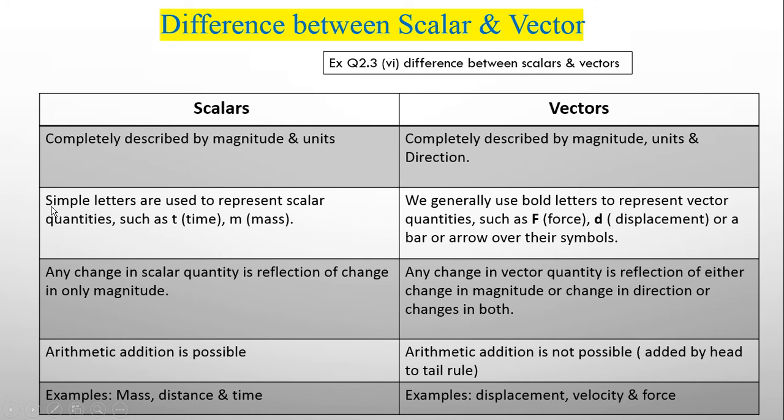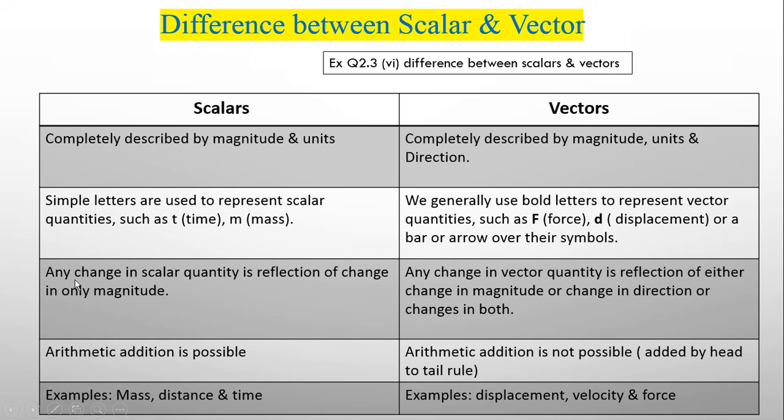Second point: simple letters are used to represent scalar quantities, such as simple T stands for time and M stands for mass. For vectors, we generally use bold letters to represent them, such as bold F stands for force and bold D stands for displacement, or a bar or arrow over their symbols.